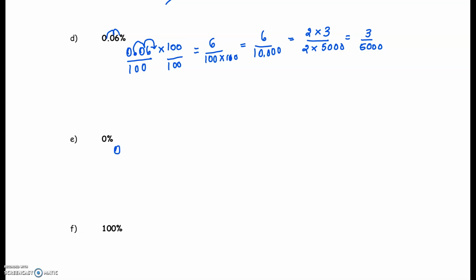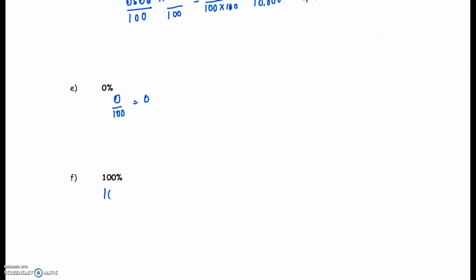Now 0% is 0 over 100, which is really just a 0. 100%, if I had to convert it to a fraction, would be 100 over 100. And that is equal to a 1.